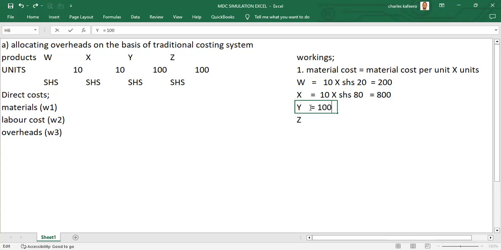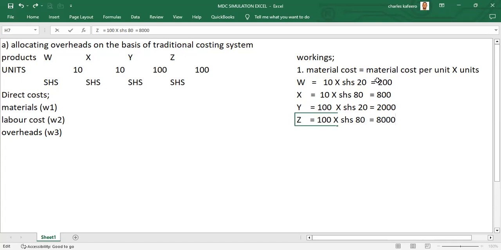Then we go to product Y, which has 100 units. We multiply that by shillings 20, which is the cost per unit. This will give us 2,000 shillings. Then we get the 100 units, multiply by shillings 80, which is the cost per unit for product Z, and this will give us 8,000.